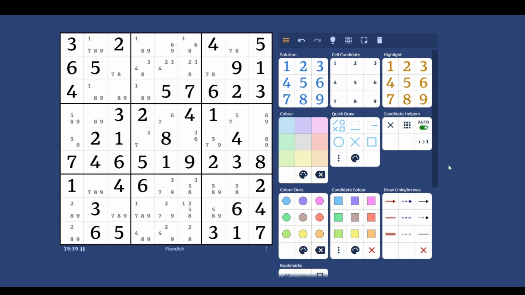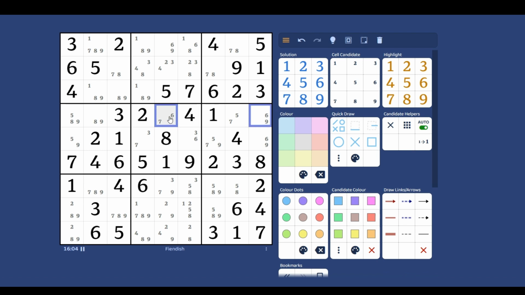So when it comes to spotting these H3 wings, we really want to look for 2 bi-value cells that see each other and share exactly one candidate. So in this case, those 2 bi-value cells are going to be these 2 cells, one which has a 6-7 and one which has a 6-9. And I apologize for the abundance of funny numbers here. I don't think that was the intention on part of whoever made this grid.